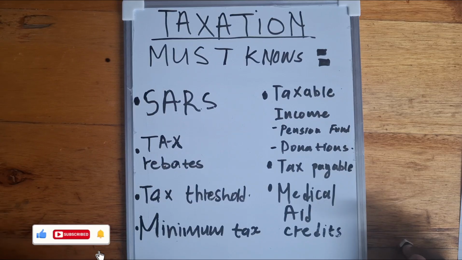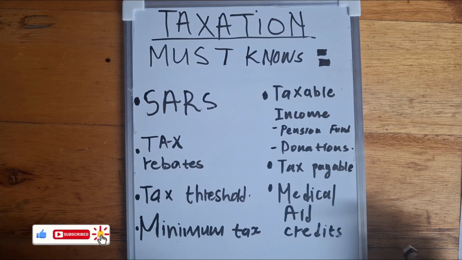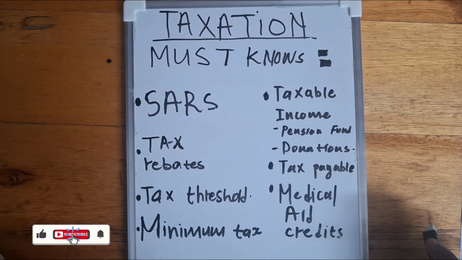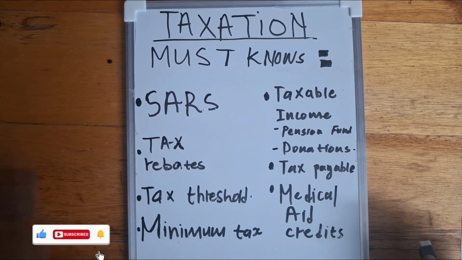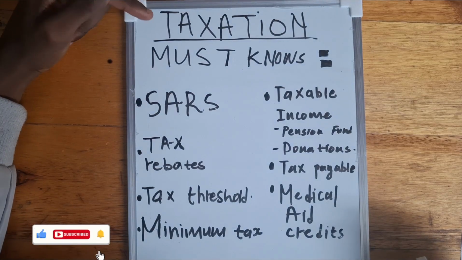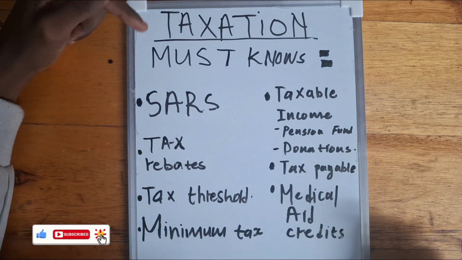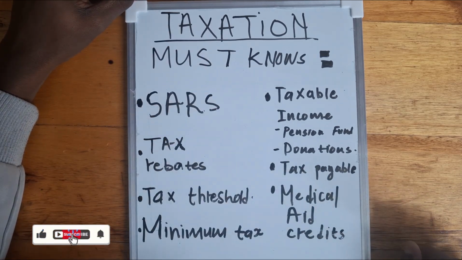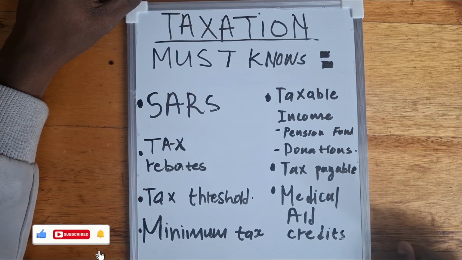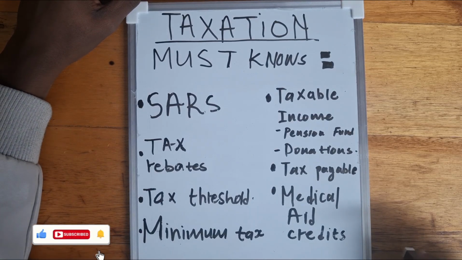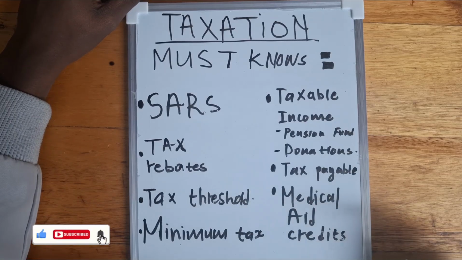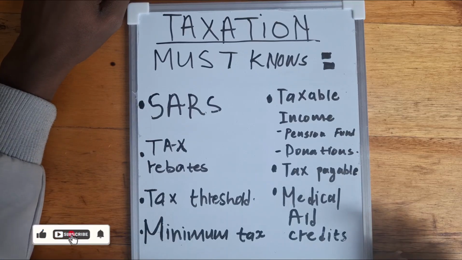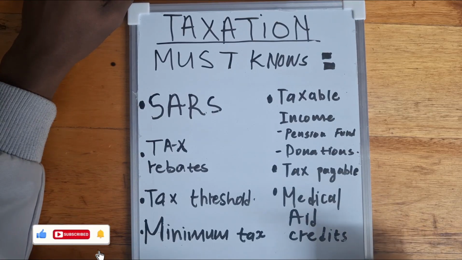Today we are focusing on taxation, which is a crucial mathematical literacy topic for grades 10, 11, as well as 12. So in order to master this topic, you must know the above components. You must be able to give the full acronym of SARS, which is South African Revenue Service. You must also be able to explain tax rebates. Tax rebates are the amount of money which SARS reduces tax according to age.